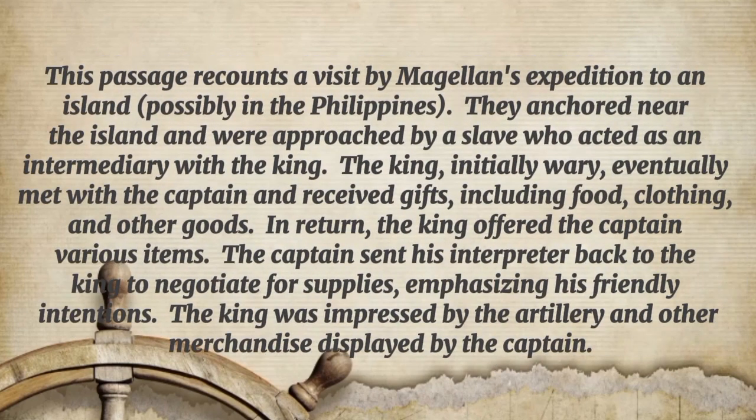This passage recounts a visit by Magellan's expedition to an island possibly in the Philippines. They anchored near the island and were approached by a slave who acted as an intermediary with the king. The king, initially wary, eventually met the captain and received gifts, including food, clothes, and other goods.